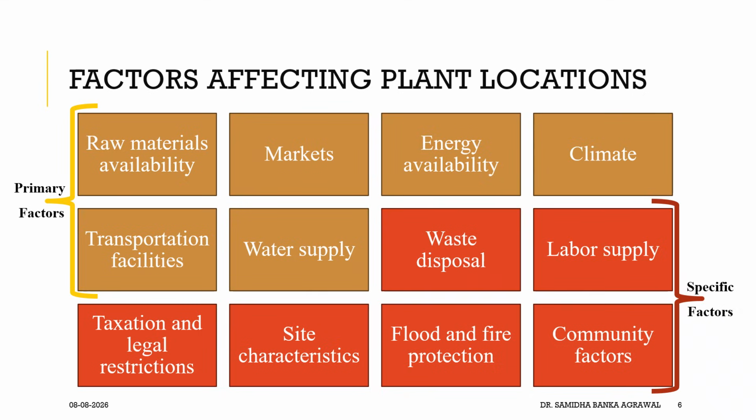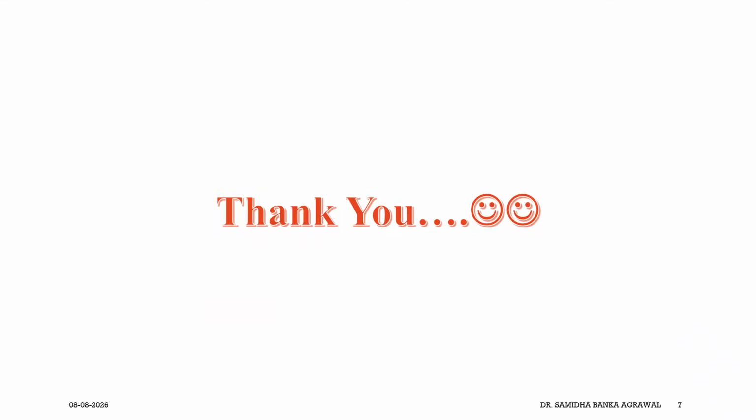So this was the last topic of this chapter. Let us go through a small summary. In this chapter, we studied two important aspects of chemical plant design: plant location and plant layout. We learned that plant layout deals with the arrangement of equipment, buildings, storage areas, utilities, and roads to achieve safe, efficient, and economical operation. We discussed the factors affecting plant layout, including process type, utilities, space availability, safety, waste disposal, and future expansion.